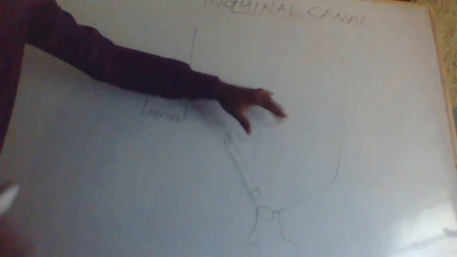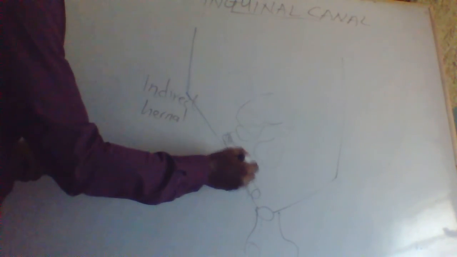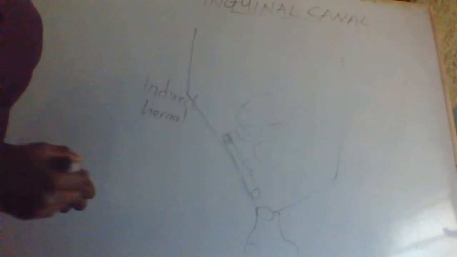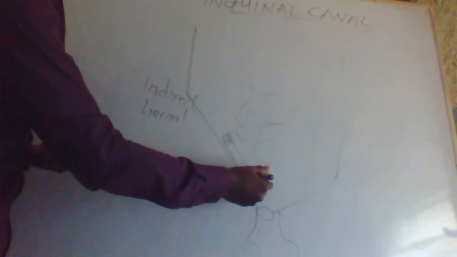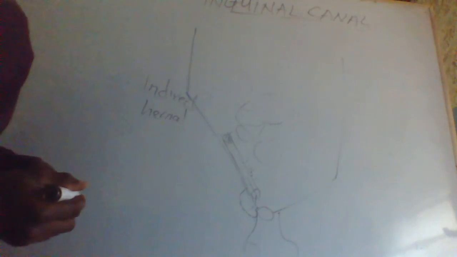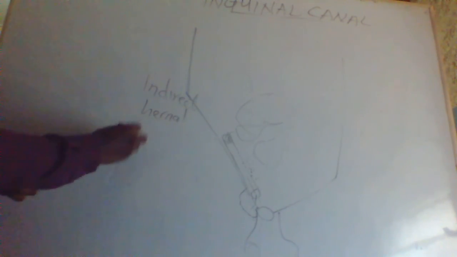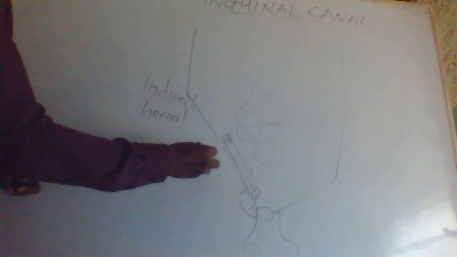In some people, the intestine will not pass through the deep ring. The wall of the inguinal canal may be weak. If that happens, the intestine can push themselves through the wall, then they will form a mass over here. When that happens, we call it direct hernia.